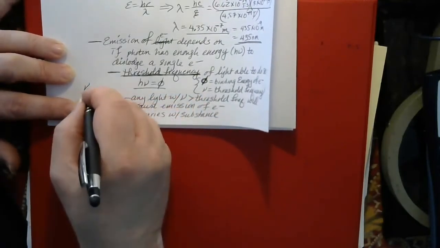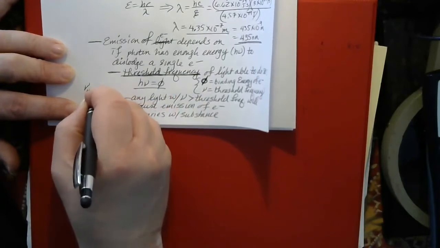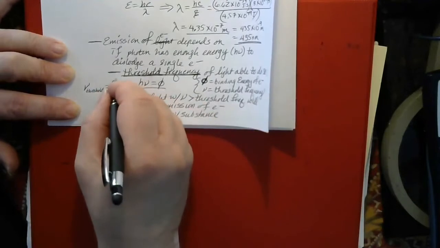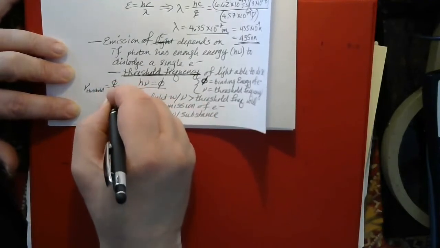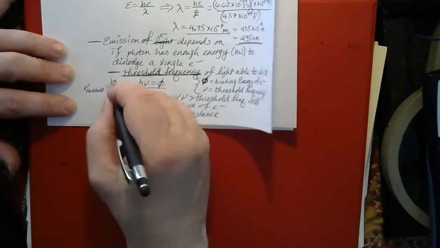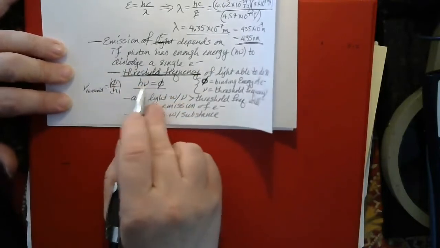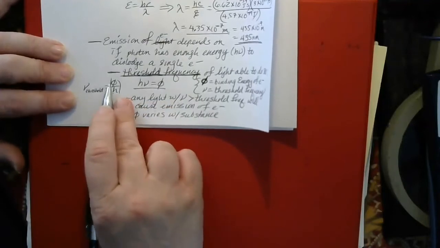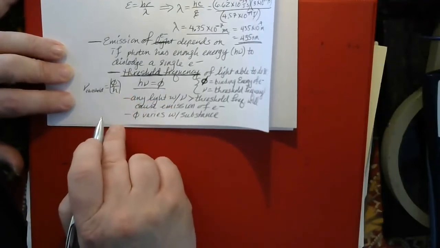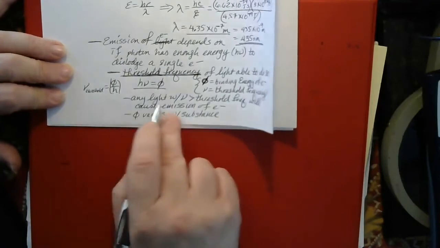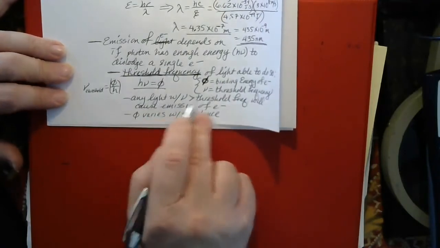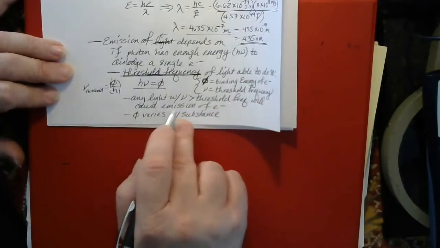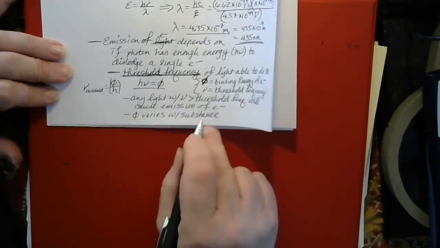If you want to know the threshold frequency, that's going to be phi over h, h being Planck's constant, as we've seen before. So it's just a rearrangement of this equation here. The threshold frequency is the binding energy divided by Planck's constant. And basically any light with a frequency greater than the threshold frequency will cause emission of electrons.